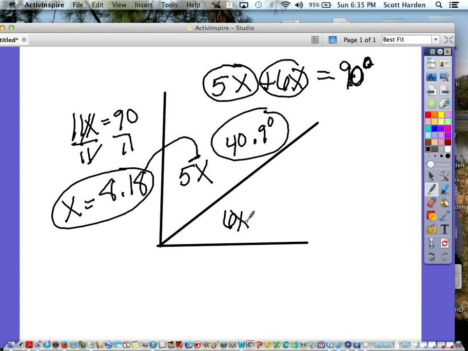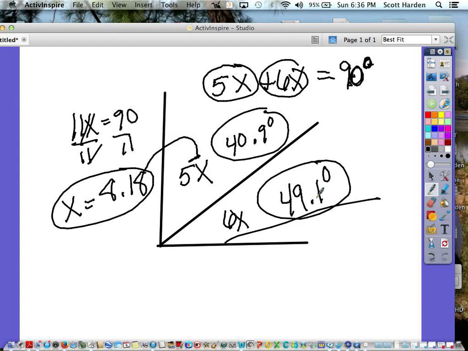So let's go ahead and substitute back in for x. 6 times 8.18, let's see what we get there. We should get 49.1. And so we can see if we add these two together, 49.1 plus 40.9, we should get a total of 90 degrees. And once again, this covers complementary and supplementary angles.